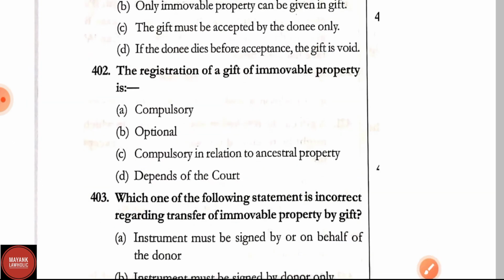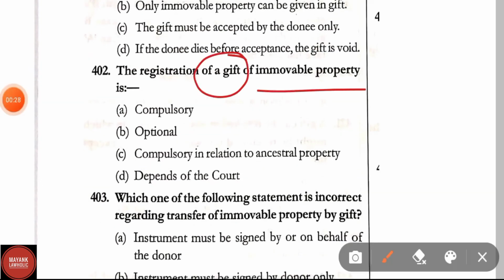Question number 402. The registration of a gift of immovable property is: compulsory, optional, compulsory in relation to ancestral property, depends on the court. Correct answer is option A, that is compulsory.